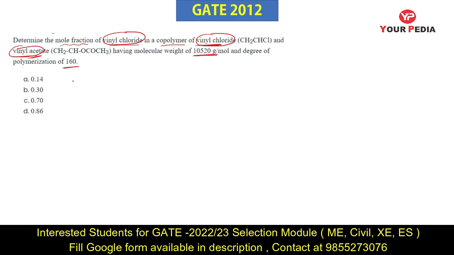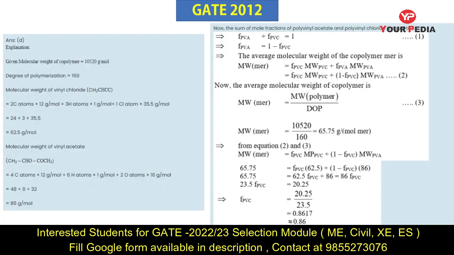Degree of polymerization, you know, is the total weight divided by the average molecular weight. So here you can see the molecular weight of your copolymer is given, and the degree of polymerization is given, so we can calculate with the molecular weights of the two components, vinyl chloride and vinyl acetate, that is 62.5 and 86 gram per mole.